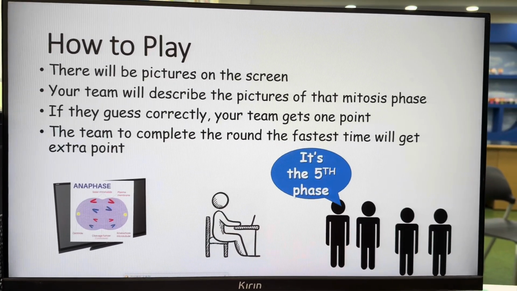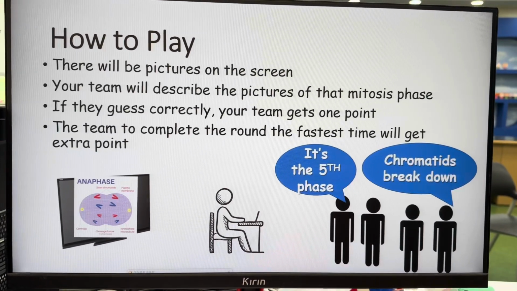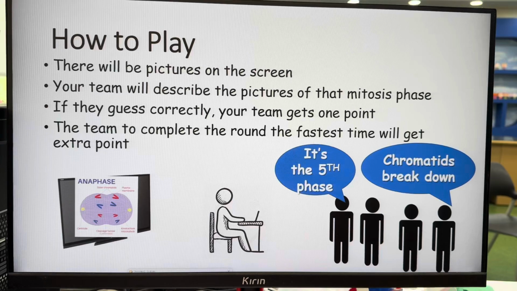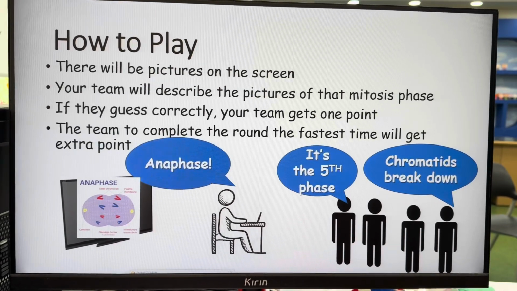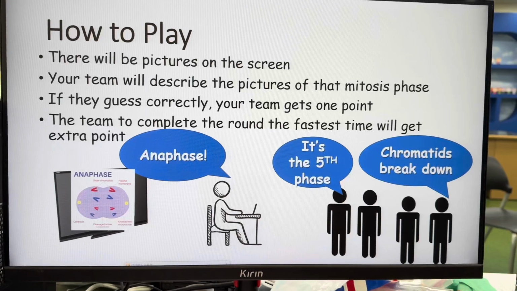So, you're going to say, it's the 5th phase. Chromatid breakdown. Ding, ding, ding, ding. It is anaphase. That's how you get to play with your team.